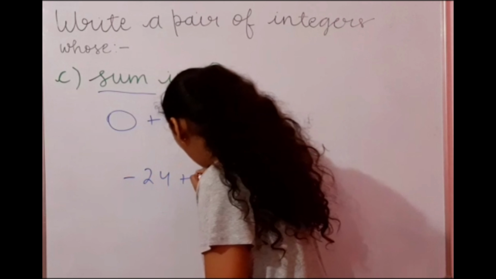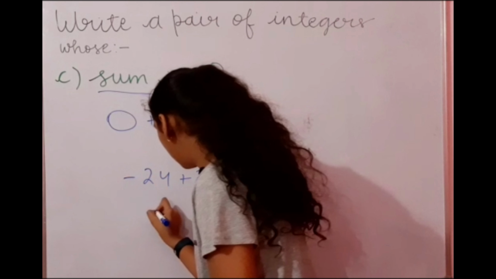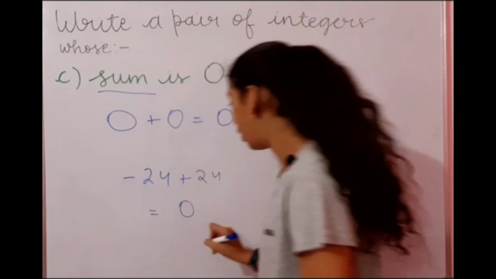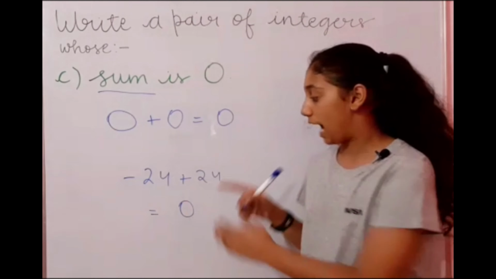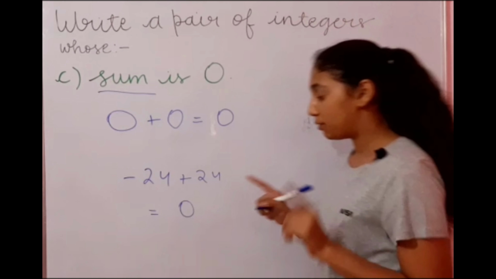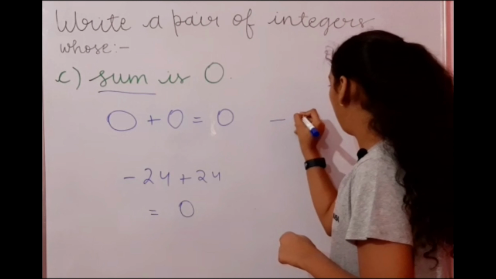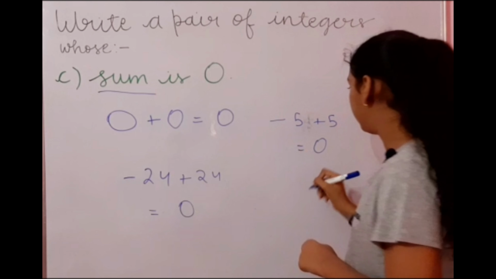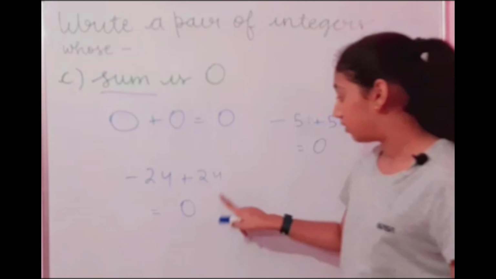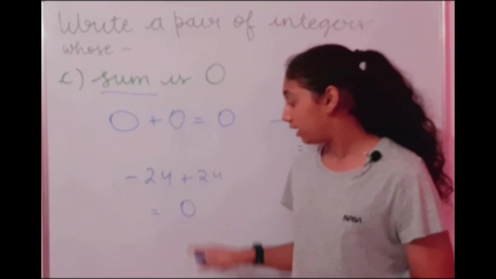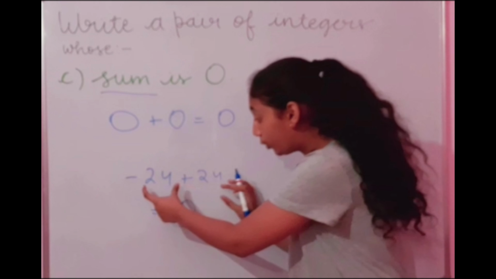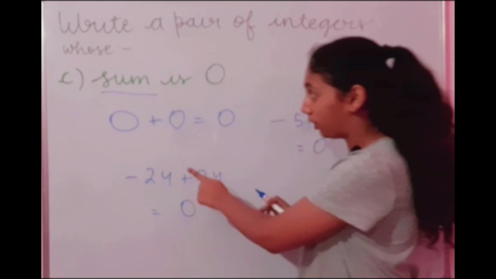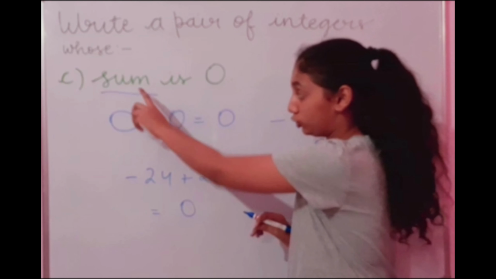-24 plus 24 is equal to 0. You can do this with any integer. I have taken 24. Now let me show you one more example. -5 plus 5 will give you 0. Now in this, you need to take care of one thing, that the plus sign should be between the two integers, because in the question itself they're telling us to add them.